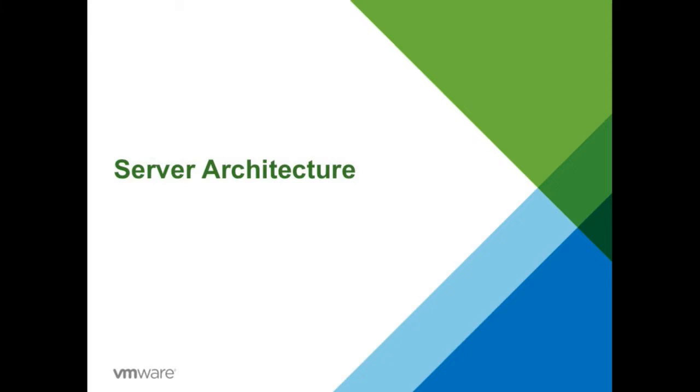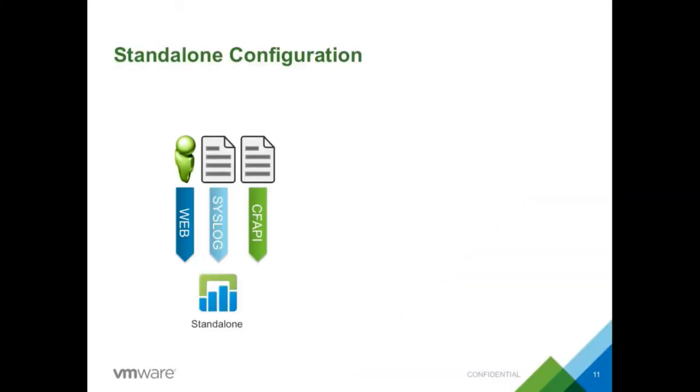Let's see how this actually works to the Log Insight server architecture. First, I could have a standalone instance. This is where a lot of people start when they're trying out Log Insight, or maybe they don't have high availability requirements, they have a low ingestion rate, and we basically point everything, the web, the syslog, the CF API, directly into the Log Insight instance. Now, in production environments, as you're scaling out the environment, if you need high availability, that's where clustering comes in. So how does that look?